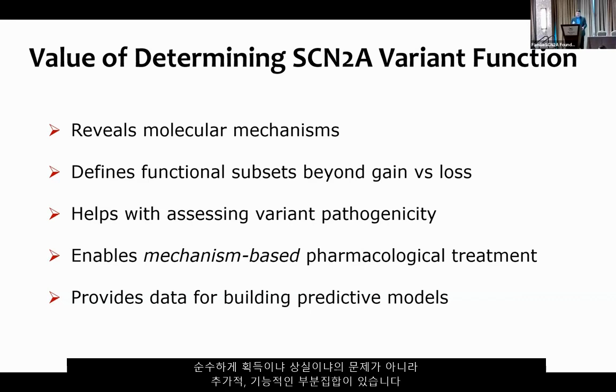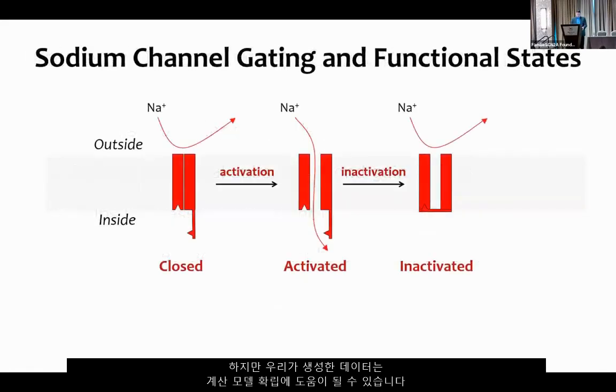There are additional functional subsets other than pure gain and loss that we also can reveal when we do this kind of analysis. And I think in the long run, ultimately, as new therapies are developed, those therapies are going to be highly tailored to variants that are either gain or loss of function. And I think that's another very important reason to understand. Now, it's not possible to do an experiment on every discovered SCN2A variant. There are just too many of them. But the data we've generated can be used to help build computational models, and you're going to hear more about that in a later talk.